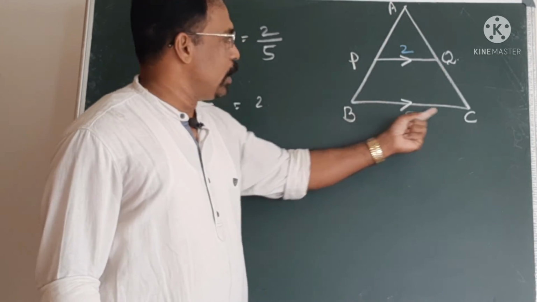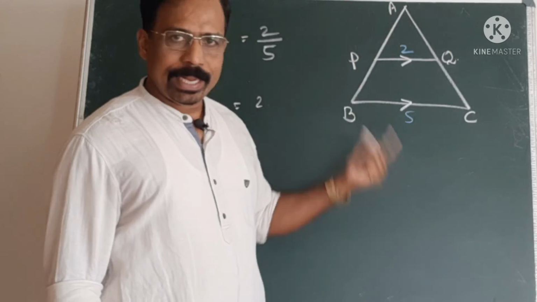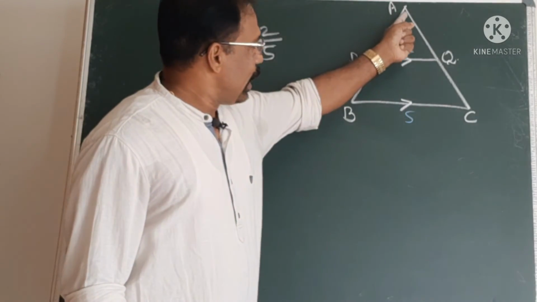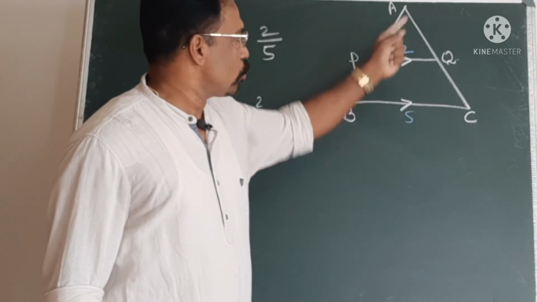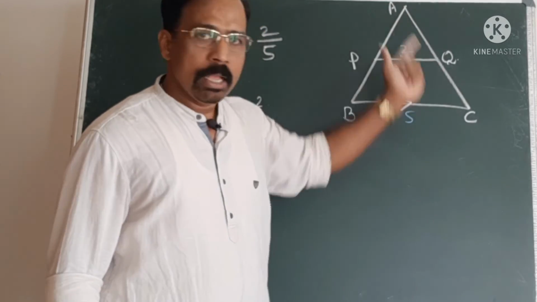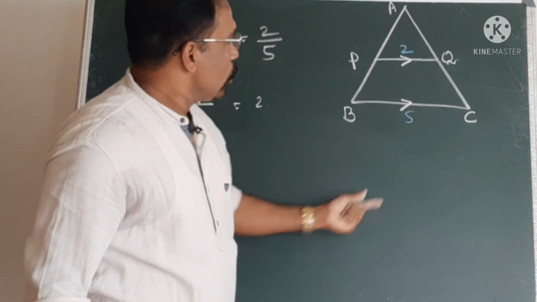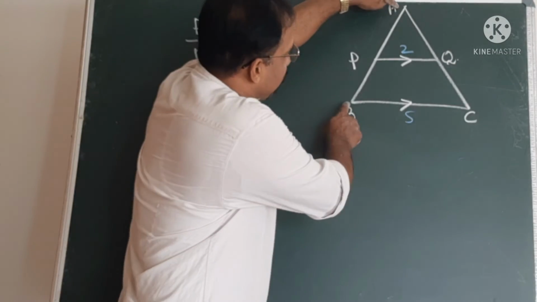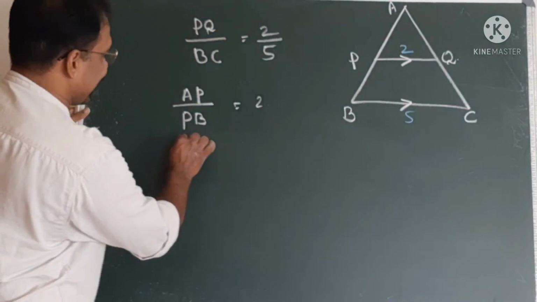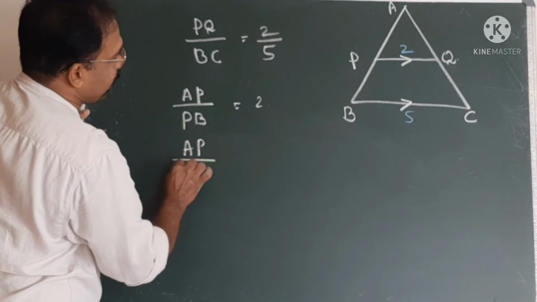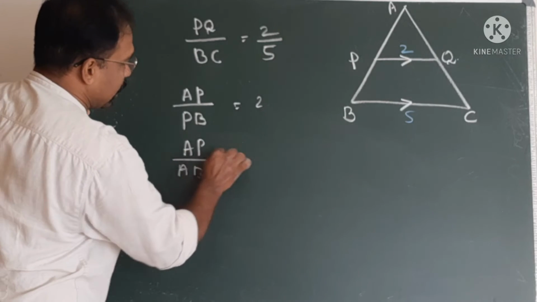Now, PQ is parallel to BC, and we can say that angle A is common in both cases, so the smaller triangle is similar to the bigger triangle. Therefore, their sides are in proportion. So, the smaller side divided by the bigger side. We can say that AP divided by AB is again 2 by 5.